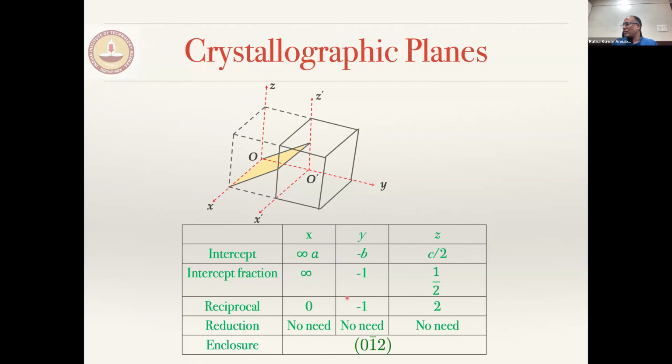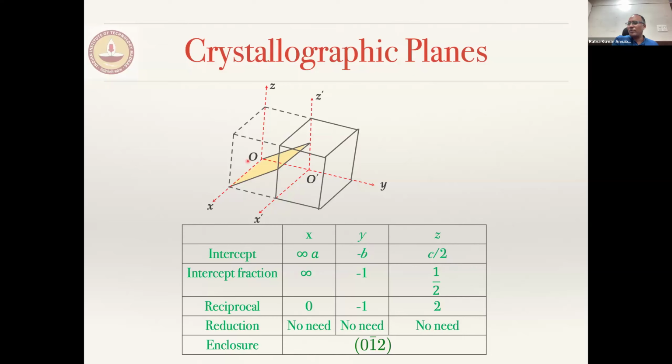Now, when you took the reciprocal, you see that there is no need for reduction, right? Because there is no need for a common multiplier, since all of them are integers now. Otherwise, you need to multiply with some number. Now you put the enclosure, and this is 0, 1 bar 2. So the index for this plane is 0, 1 bar 2.